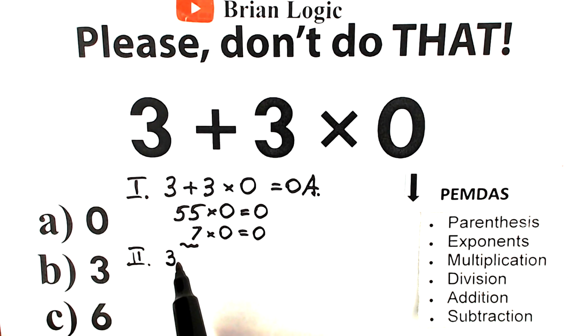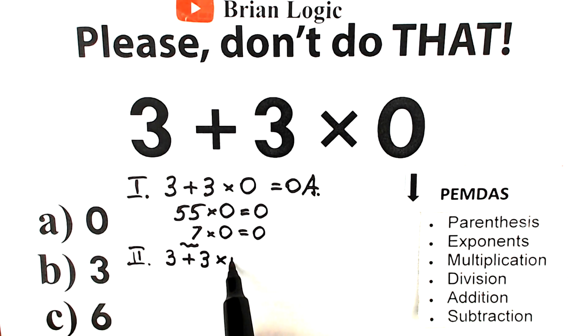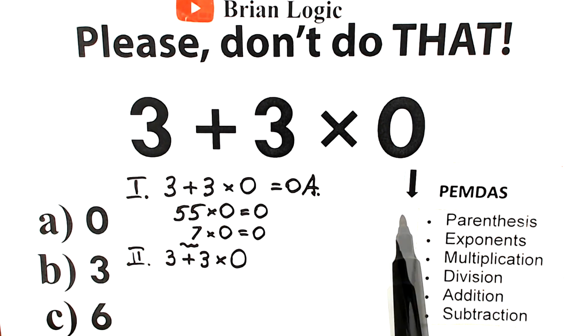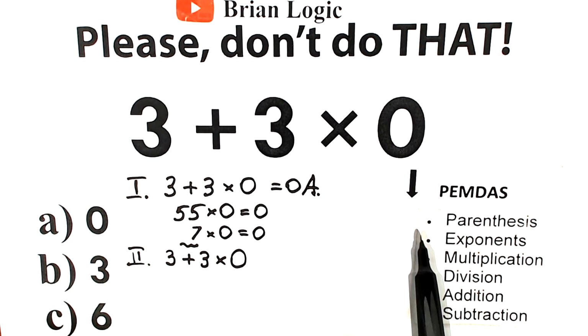So we have 3 plus 3 and times 0. Okay, this PEMDAS works in the strict order from the top to the bottom, parentheses the highest priority and addition subtraction the lowest priority. So right now let's go ahead and apply this PEMDAS right here real quick. So the first step, parentheses. If we scan, we don't have parentheses, so we just skip this part.